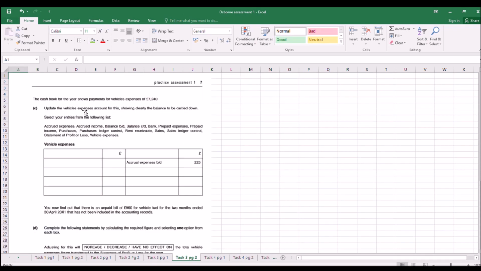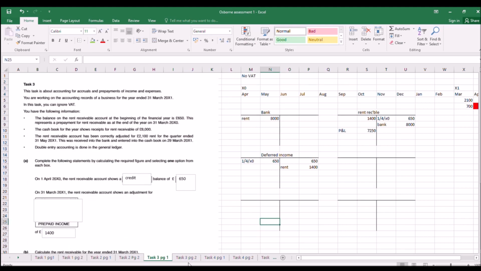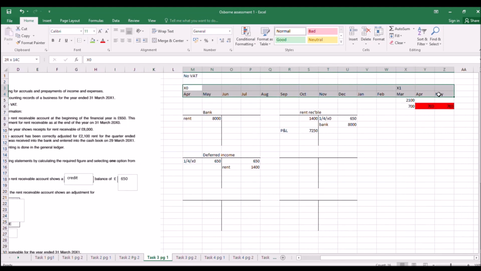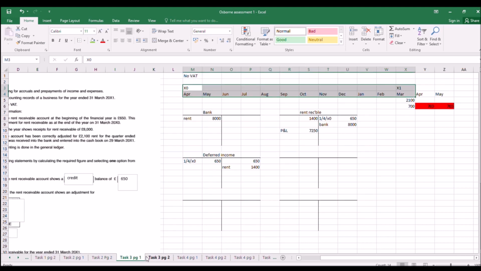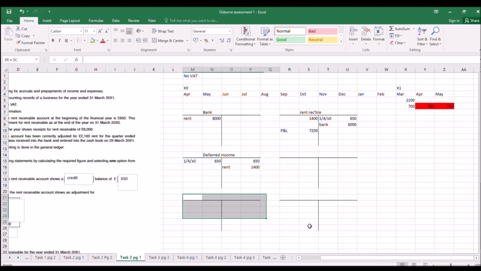Page number 2. Right, the cash book for the year shows payment for vehicle expenses of. So we're on to a different one now. So let's have some T accounts. We're still on the timelines. Cash book for the year showed vehicle expenses, so let's put some T accounts in as well. Let's make this a bit easier and copy our T accounts over from here.